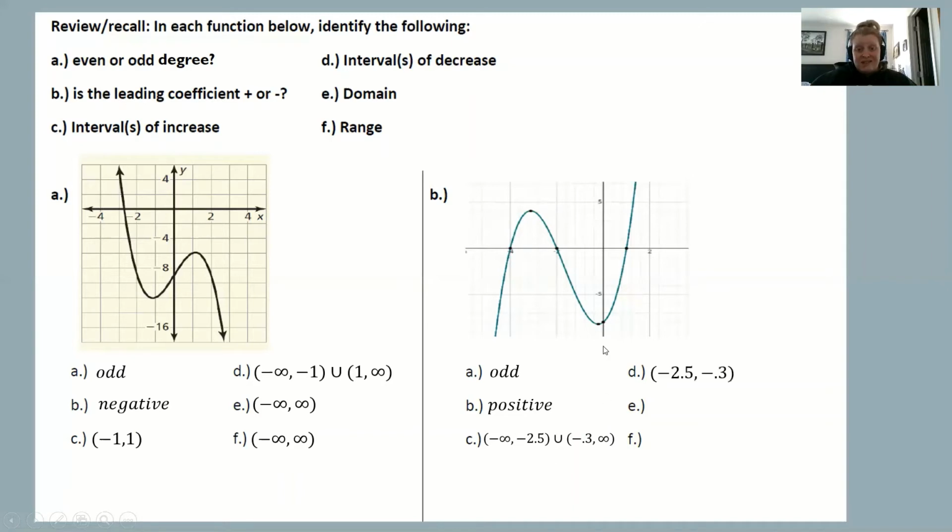So it would fly down. If it goes up, it goes down between these x values, -2.5 and -0.3, and that's when it changes course.